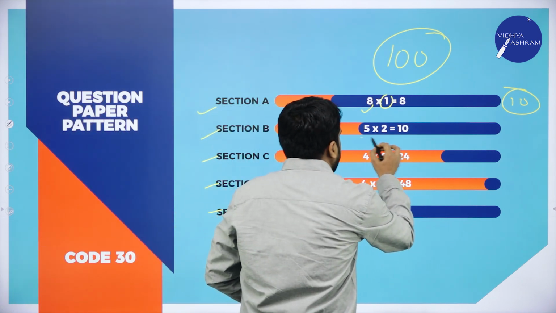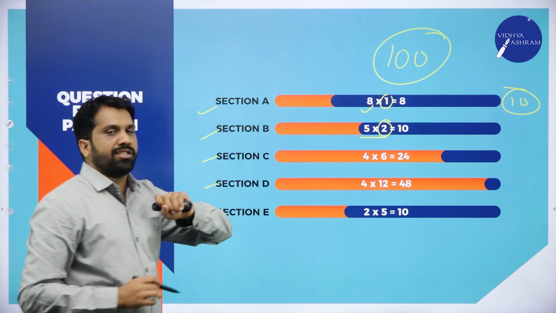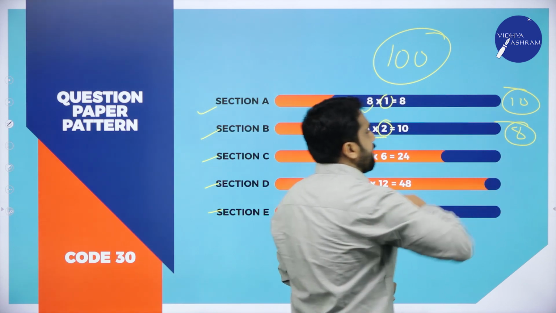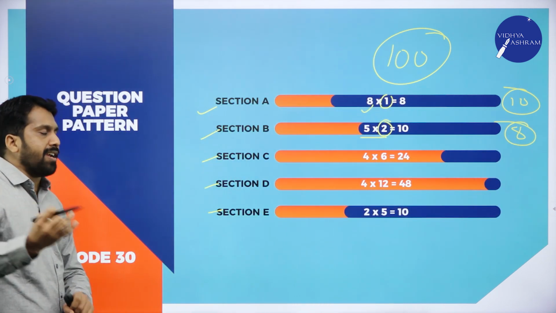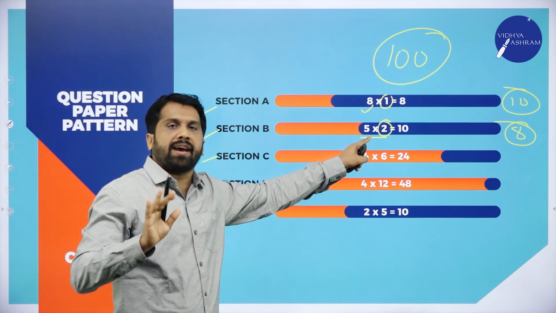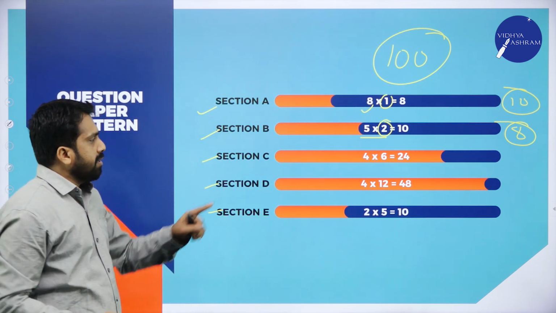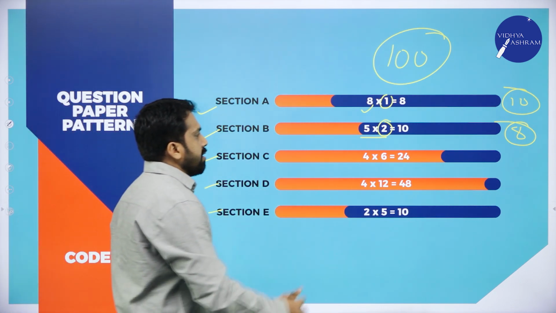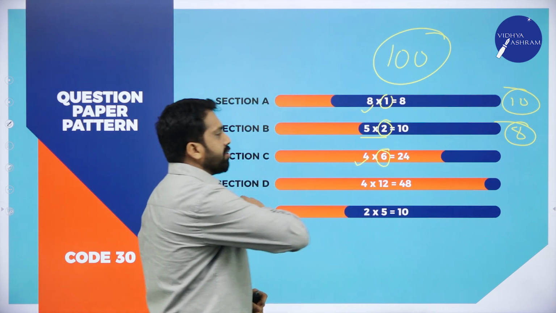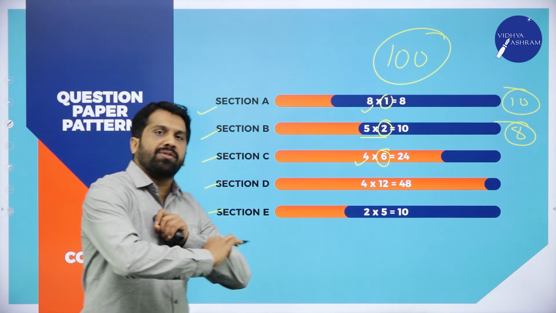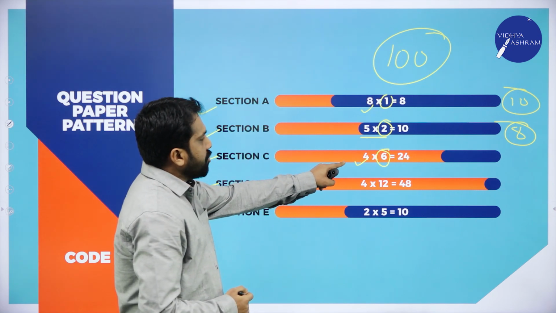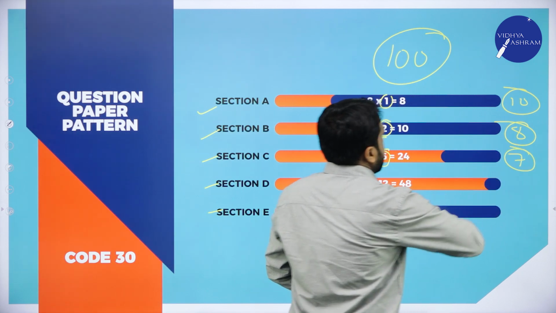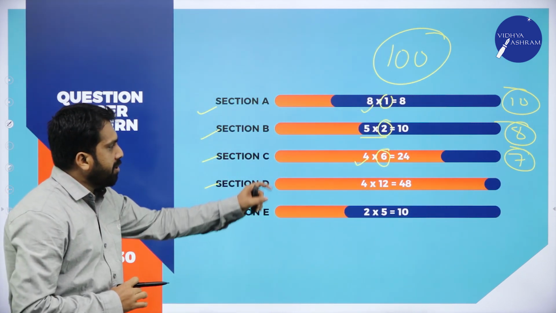Now, the second one, 2 marks each. How many questions? 5. For this, in your examination, you will get 8 questions. Out of 8, you are supposed to attend only 5. 3 questions you can skip. Now, 2 into 5, your marks is 10. Next, 6 marks each. How many questions do you have to attend? You have to attend 4. 4 questions you need to attend. What is the marks? 24. Again, you have 7 questions. Out of 7, how many do you need to attend?